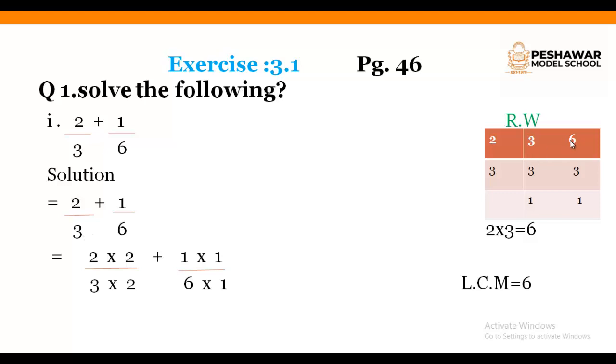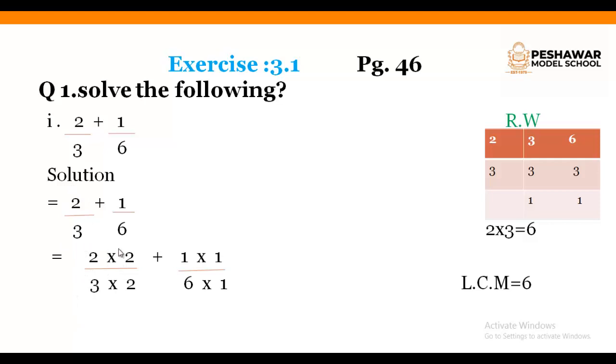Over here 3 and 6. 2 3 times 3 is not divisible by 2, so 3 as it is. 2 3 times 6. 3 ones are 3. 3 ones are 3. So 3 2 times 6. 6 is your LCM.